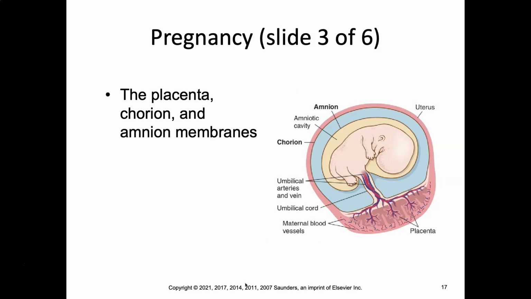And this gives you an idea of the parts of when the baby's growing, how there's the blood exchange, the waste exchange, and all of those things happening with those maternal blood vessels through the umbilical arteries and vein and the umbilical cord, inside the umbilical cord, how the baby's protected through the amnion or amniotic sac and the amniotic cavity.